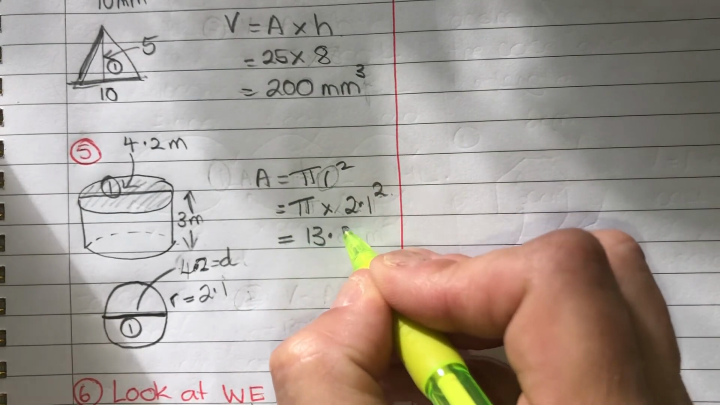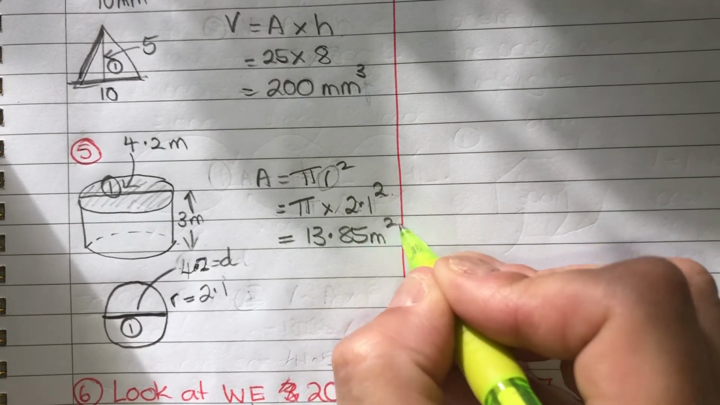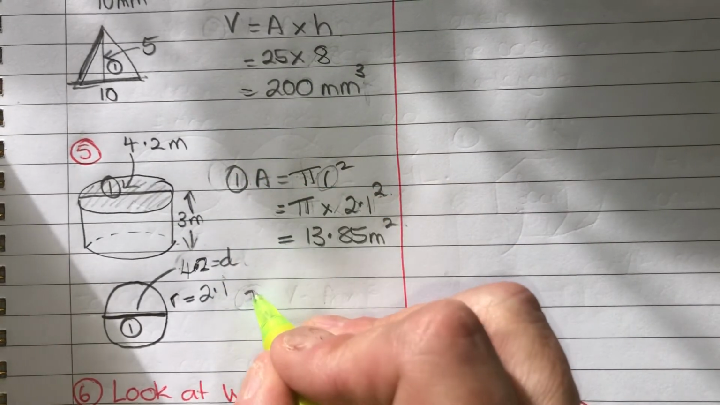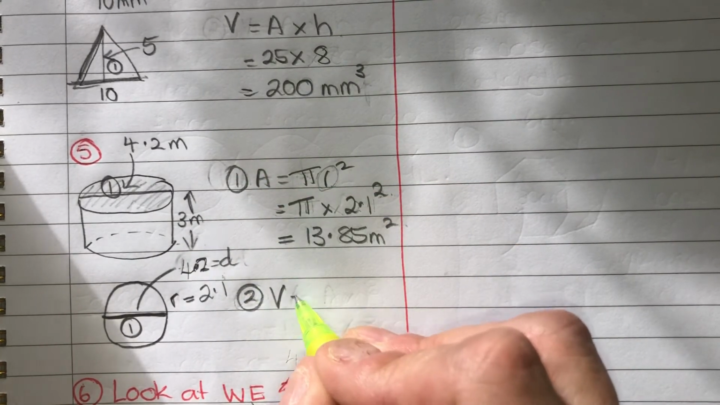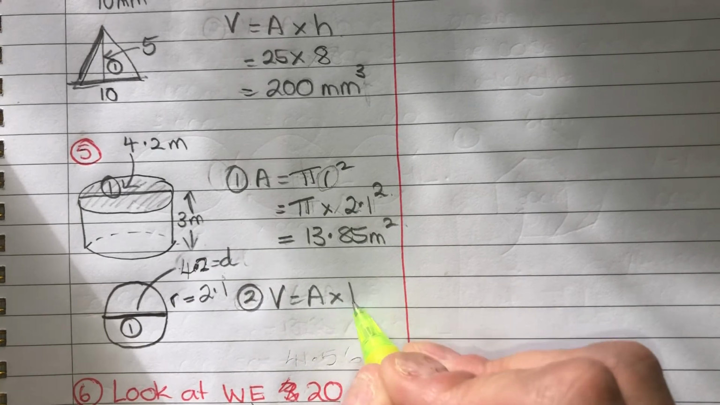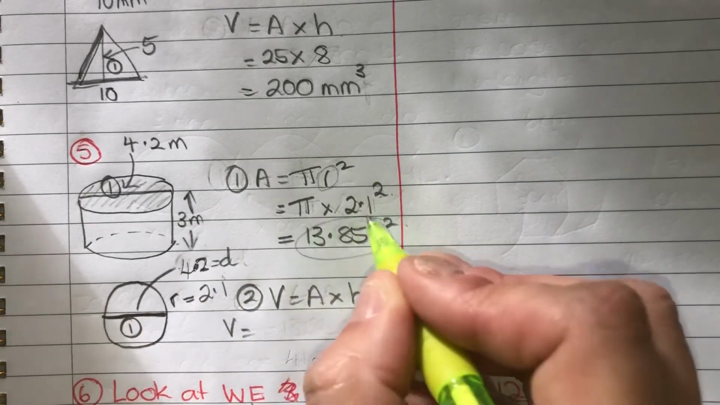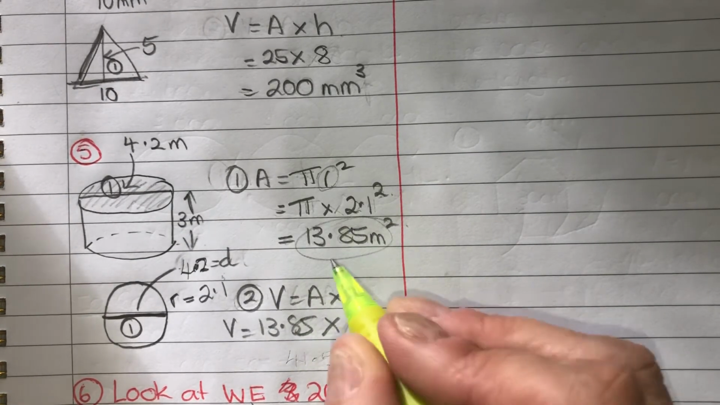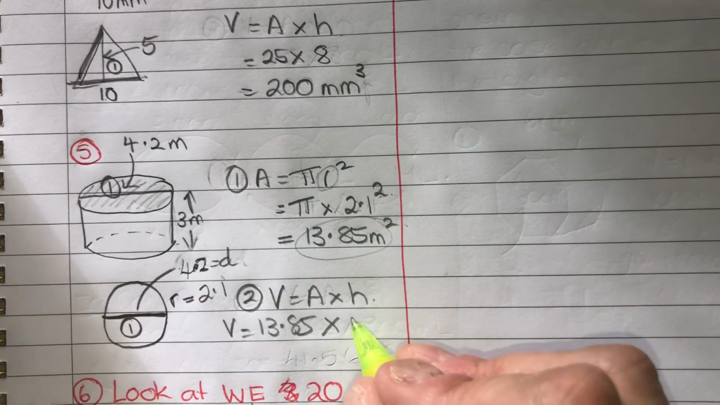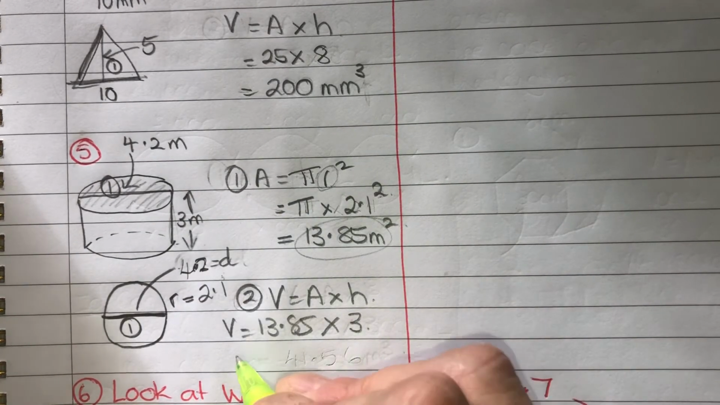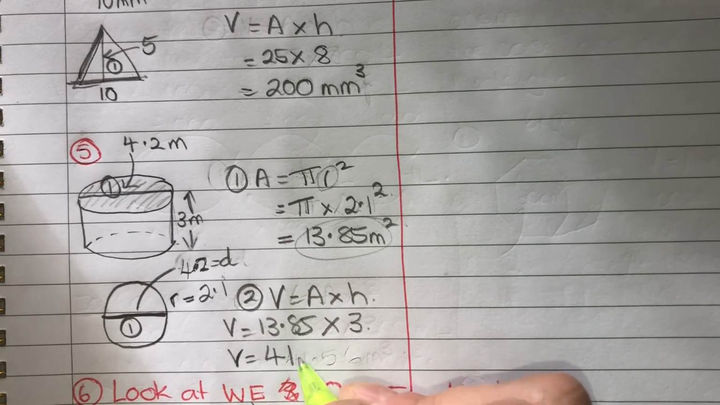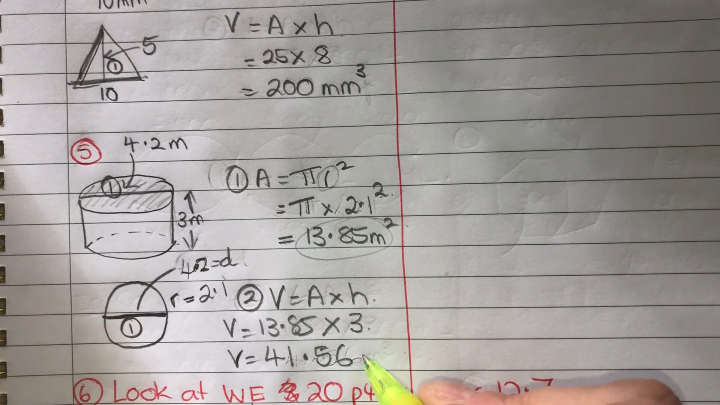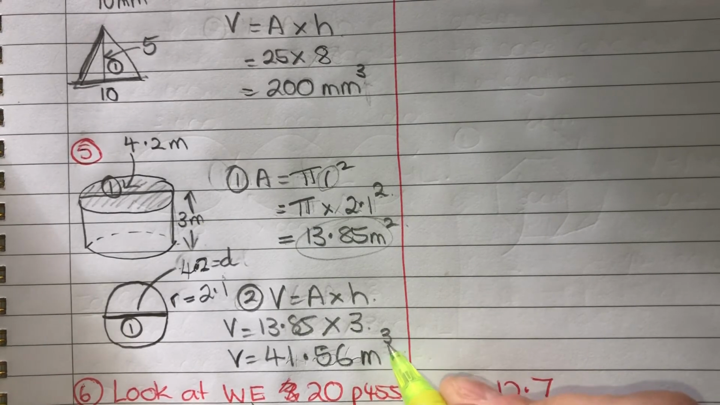Hopefully you get 13.85. All right, that was our first step. Second step, the volume equals area multiplied by height. We have just found the area to be 13.85. We're going to multiply that by how tall the cylinder is. It's 3. And hopefully your final answer is 41.56. What do we put on the end, everybody? Meters. Good, this time cubed.